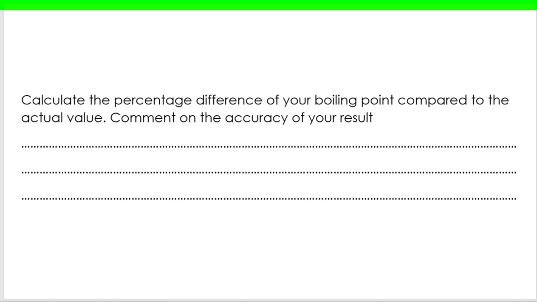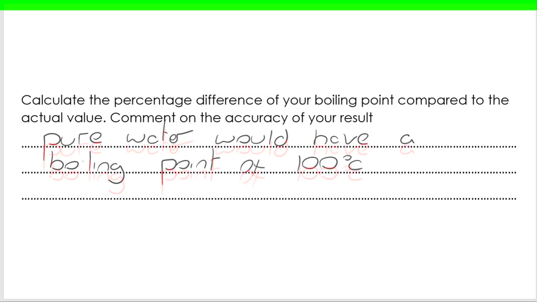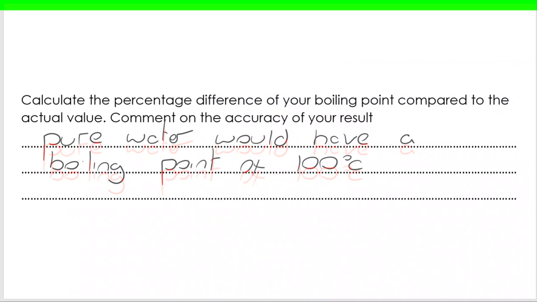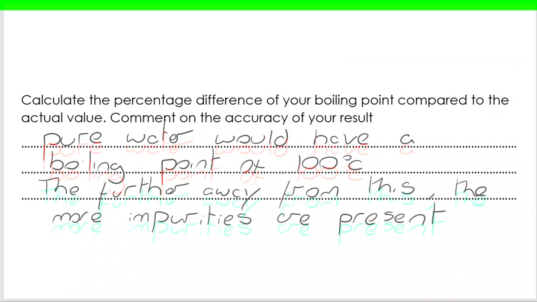Calculate the percentage difference of your boiling point compared to the actual value. Well, we've not done the practical, so we can't do it, but let's have a look at what we would do. We know pure water would have a boiling point of 100 degrees C. So that's the temperature we would read on the thermometer at the point the water vapour is passing it. The further away from 100 degrees C, the more impurities would be present. And so we could look and say, if it's 101 degrees Celsius, we could be quite confident. If it was 115 degrees Celsius or 75 degrees Celsius, we might be less confident in our results.